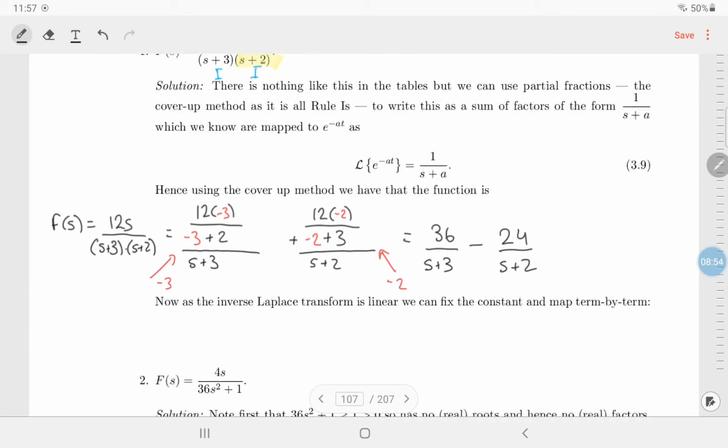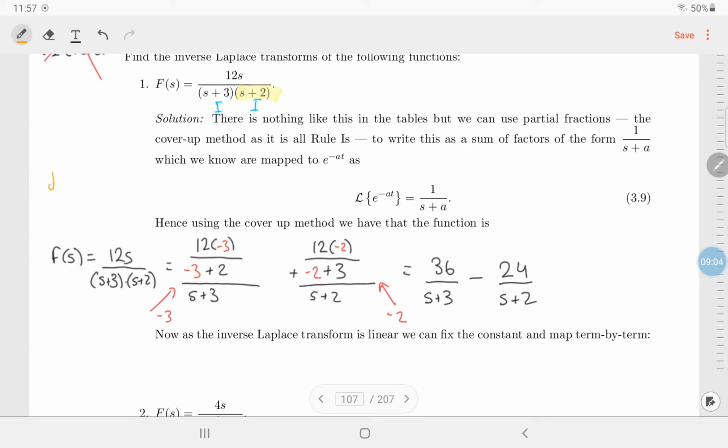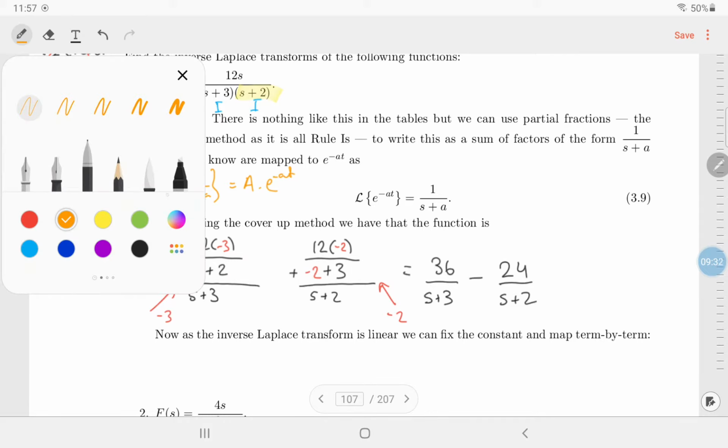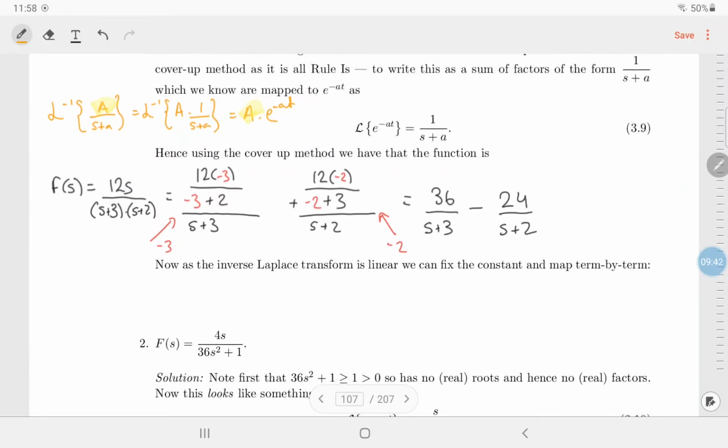Now, rather than writing it as 36 times 1 over s plus 3 minus 24 times 1 over s plus 2, we'll just get used to this one. So we'll get used to that the inverse Laplace transform of some constant a over s plus little a, which is the same as the inverse Laplace transform of a times 1 over s plus a, they're the same thing, is equal to the constant a and then the 1 over s plus a using the thing on the, that's 3.9 there, e to the minus at. Okay, and so what I'm saying is that when you have a constant on top, you can just fix it like that. So this thing is ready to send back.